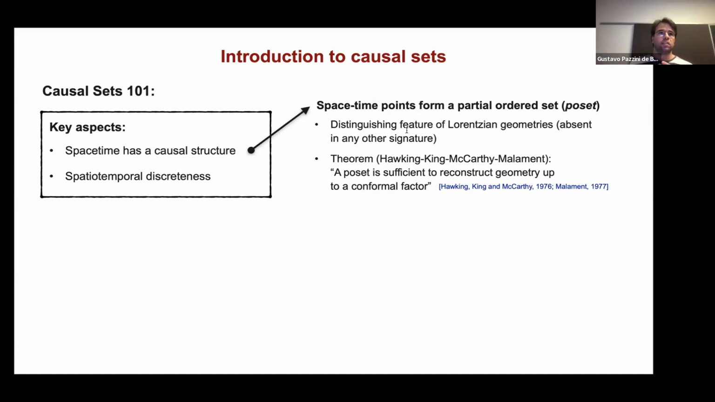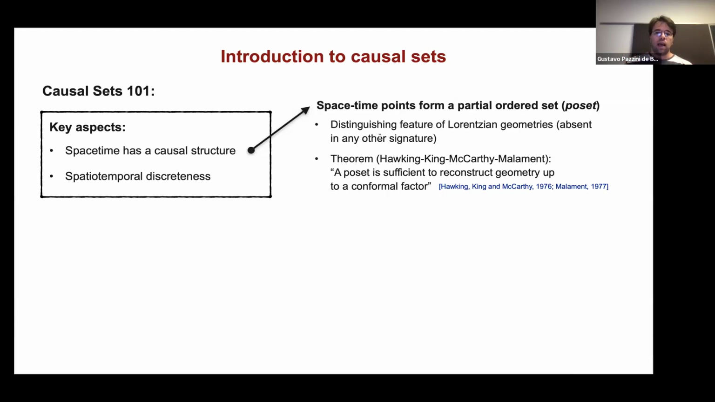If you go to any other signature, for example a Euclidean signature or a signature with 2 times and 2 spatial directions, you cannot define this feature of a partially ordered set. So this is really a distinguishing feature that only appears in the context of Lorentzian signatures or Lorentzian geometries.